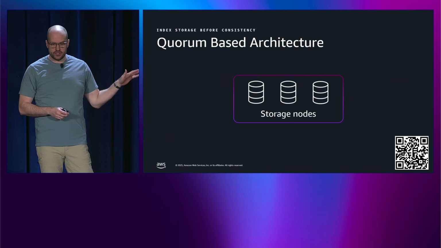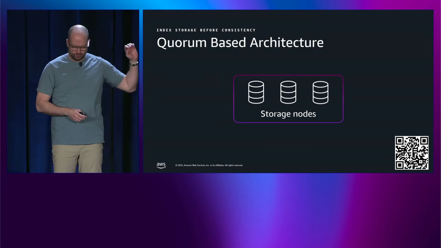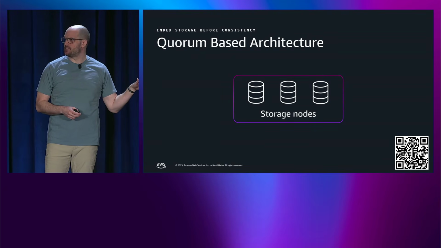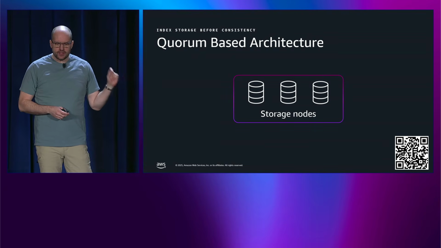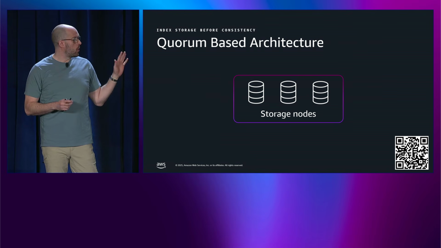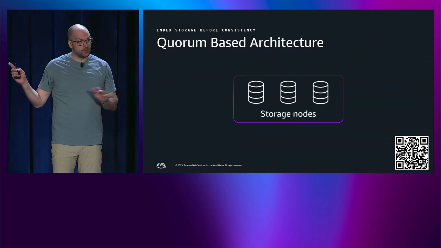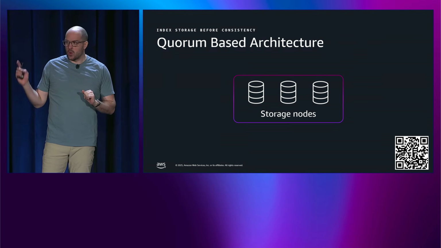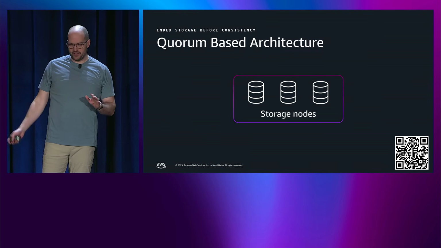So here's a simple illustration of how we store metadata in the indexing system. The data is stored across a set of replicas using a quorum-based algorithm. And as we'll see in a moment, a quorum-based algorithm is very forgiving to failures.